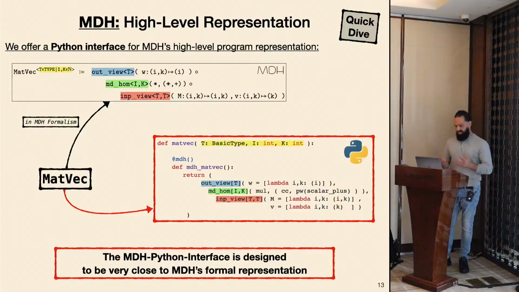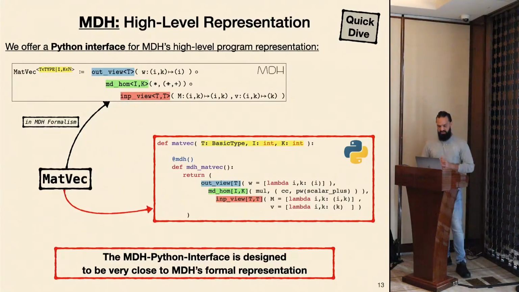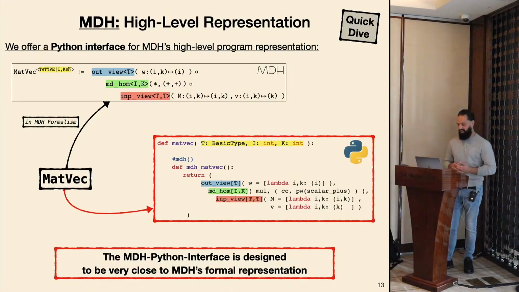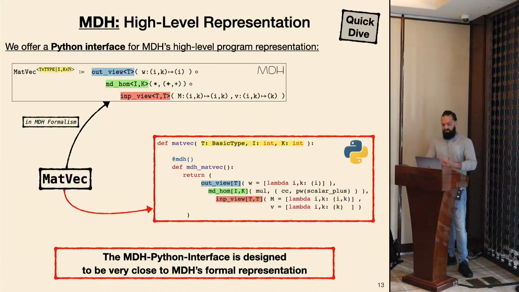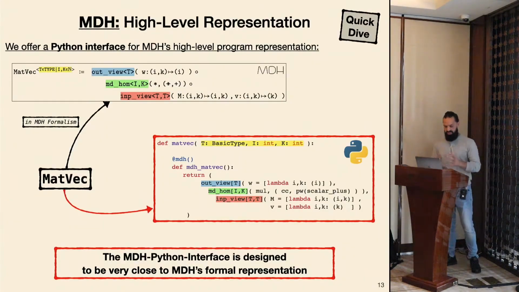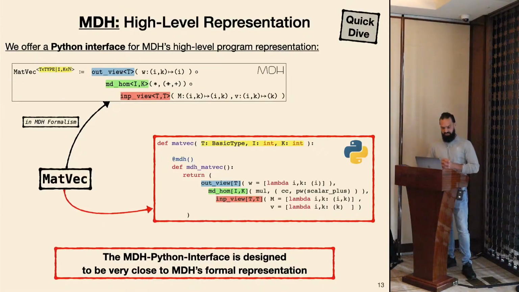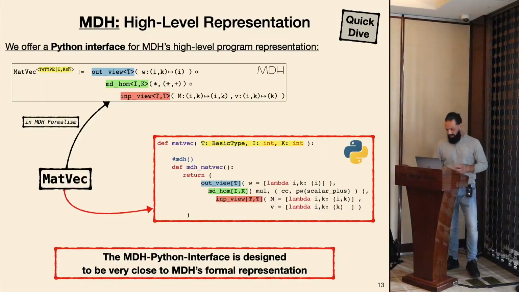Here we can see, for example, that we also have these three higher-order functions expressed in Python: out view, MDHOM, input view. Index functions are expressed, for example, via Python lambda functions. Then we have this multiplication, expressed as mul instead of the star symbol. We have CC for concatenation, PW for pointwise computation, the scalar plus, and so on, and also the type parameter. So I think that's a very close interface, very close to the formal representation of MDH, which we consider good.